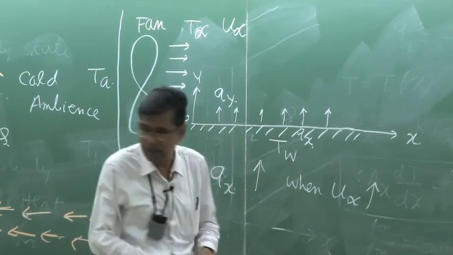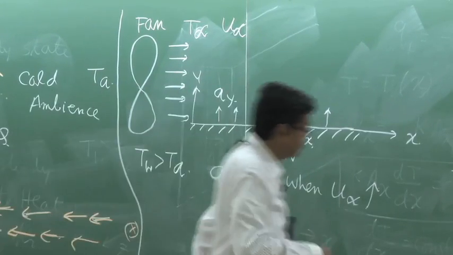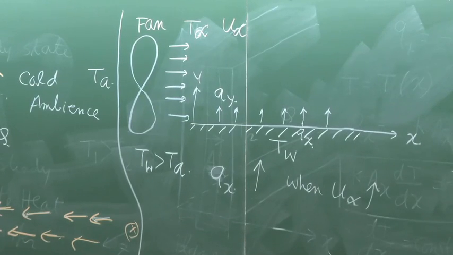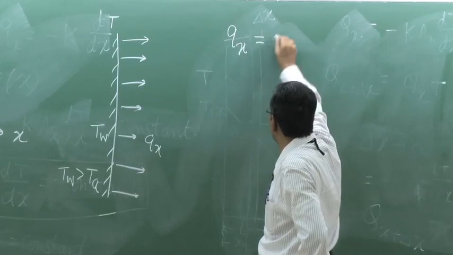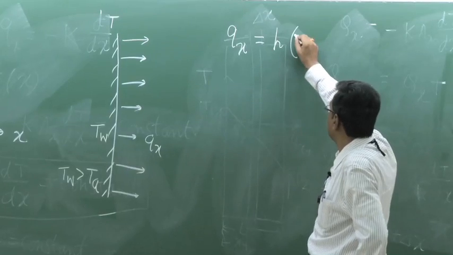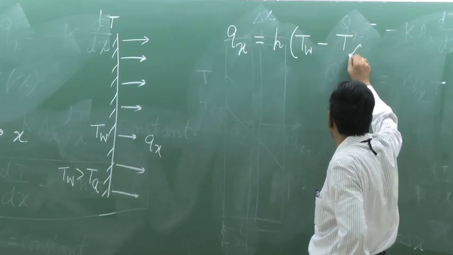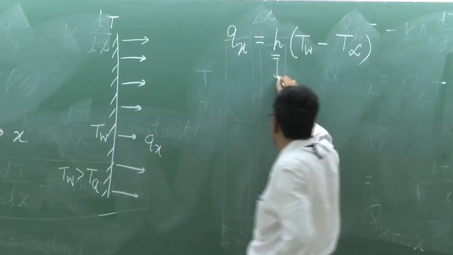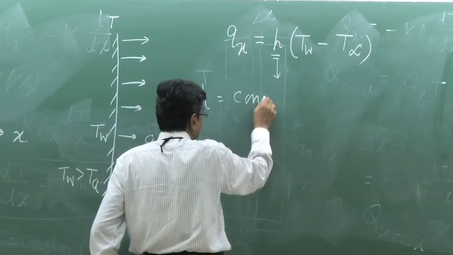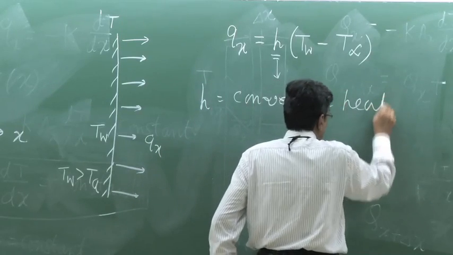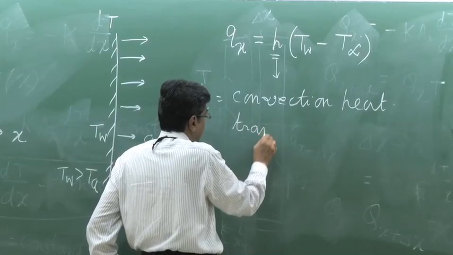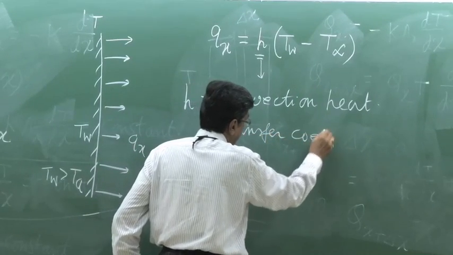In convection heat transfer, the heat flux is determined by an equation: Qx in both the cases is equal to H into, in this case, Tw minus T infinity, where H is known as the convection heat transfer coefficient.